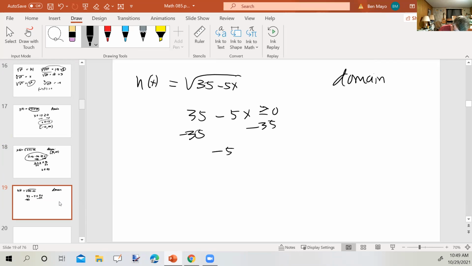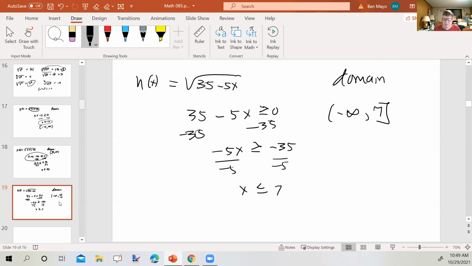Subtract 35 from both sides: negative 5x is greater than or equal to negative 5. Divide both sides by negative 5, and we get x less than or equal to 7. Because we divided both sides by a negative, we changed the direction of the inequality sign. So the domain would be from negative infinity up to and including 7.